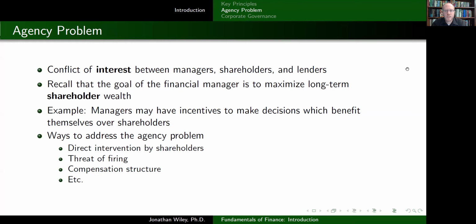The firm is owned by the shareholders. So in theory, the managers are operating the firm for the benefit of the shareholders and are, in a sense, employed by the shareholders to operate the firm for their interests. The problem arises when the managers are not operating the firm for the interests of the shareholders.